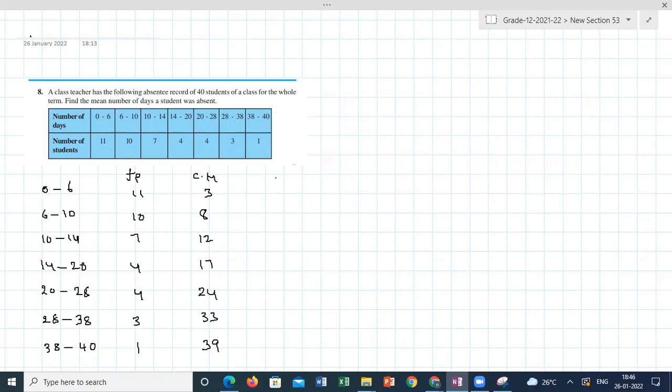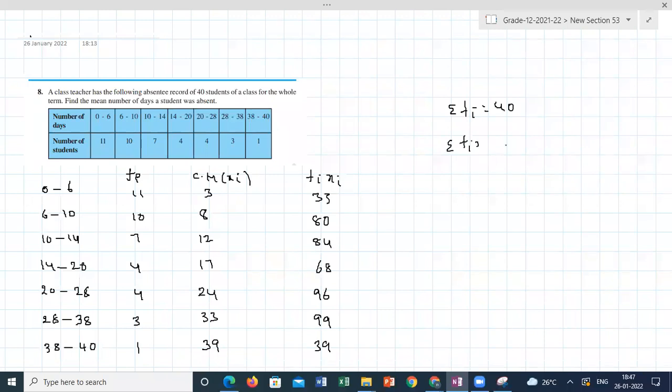What does the direct method say, students? This is Sigma Fi Xi divided by Sigma Fi. So this is 33, this is 80, this is 84, this is 68, this is 24 into 4, 96, 99, 39. So 40 students: 1 plus 3, 4, 8, 12, 12 plus 7, 19, 20, 30, 40. Sigma Fi is 40.